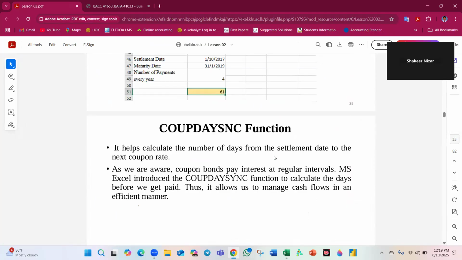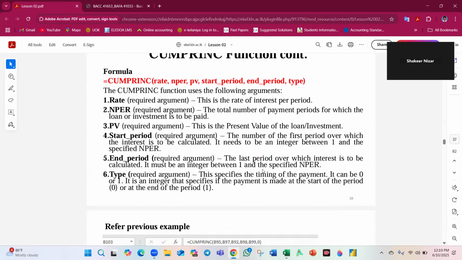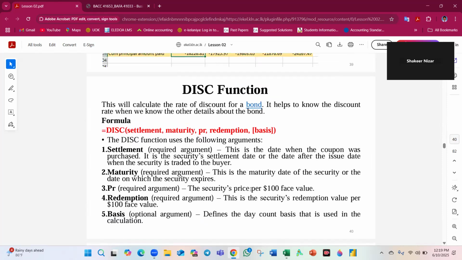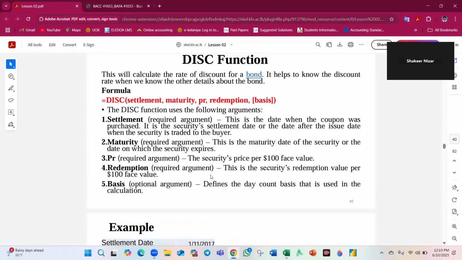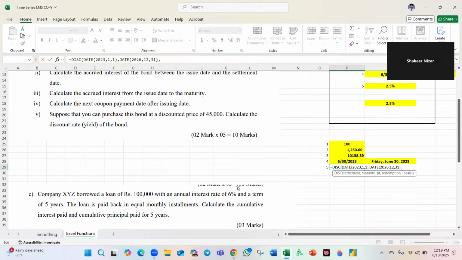Again, the price, PR, stands for the price per face value. Please go through the slide down; we are not going to complain. That is the discounted price, 45,000. 45,000 divided by 50,000, that is 90. And the redemption is 50,000. Basis is 2.